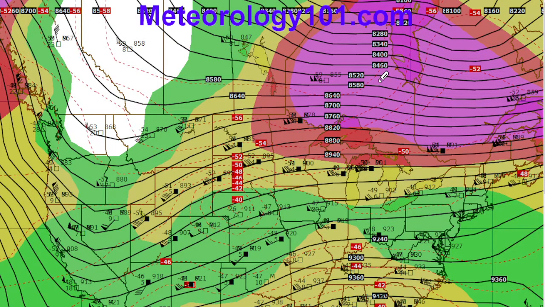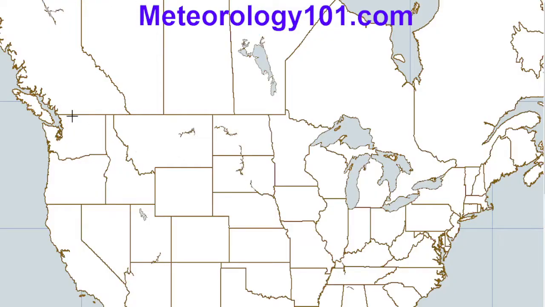Alright, so if we look at this thing, let me get rid of all of that for a second. I'm going to throw those heights back on there real quick. Then I'm going to throw the surface pressure over top of that as a composite chart. And then we'll look at that real quick.